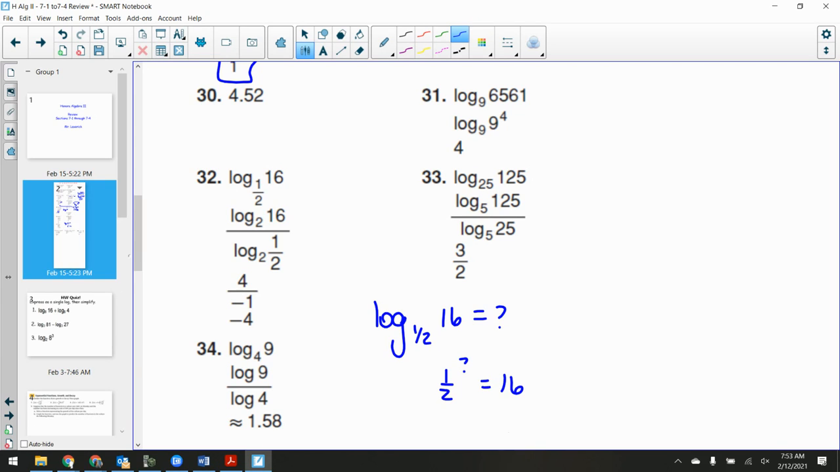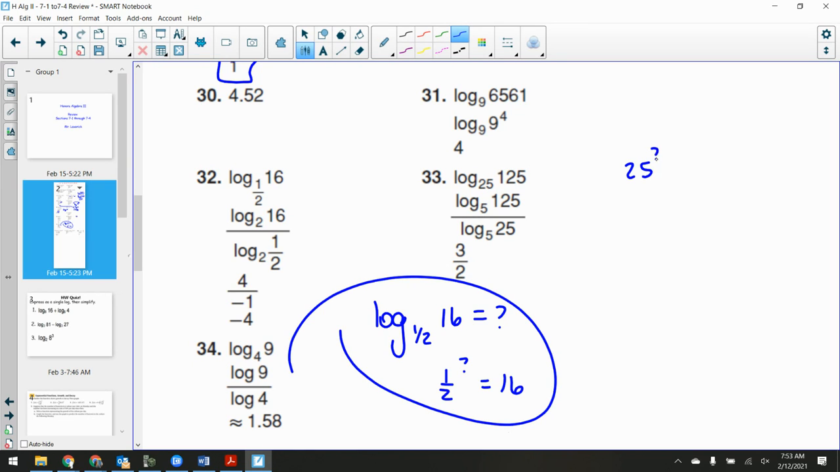I liked what they show here for 33. I cannot do this process with 33. I'd be saying, okay, 25 to the what power is 125? 25 to the first power is 25. 25 to the second power is over 400. So I know it's not going to be a nice round whole number. So maybe there's something that I can change the base into.